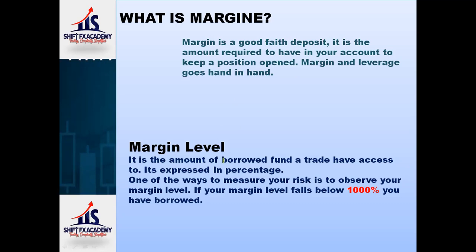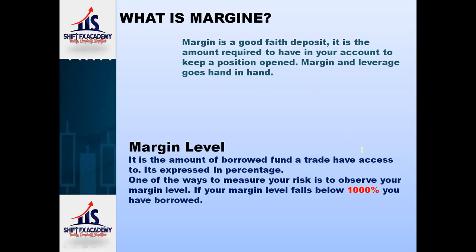Margin level can only be seen after you have taken a few trades. Your margin level is what is left for you after you have taken trades on your account. It is the amount of borrowed funds the trader has access to. It's expressed as a percentage. One of the ways to measure your risk is to observe your margin level. If your margin level falls below 1,000%, you have overborrowed, so you need to keep a close watch on this.